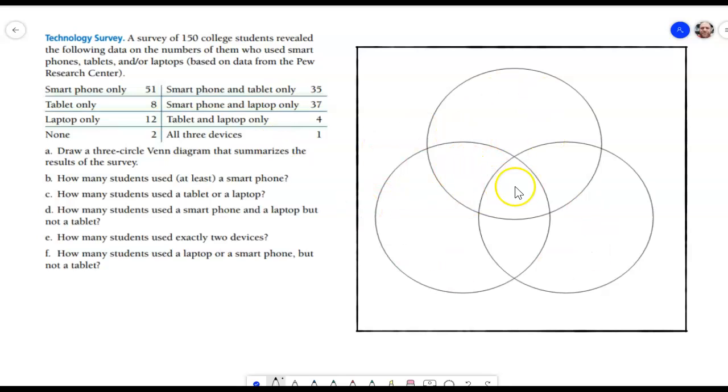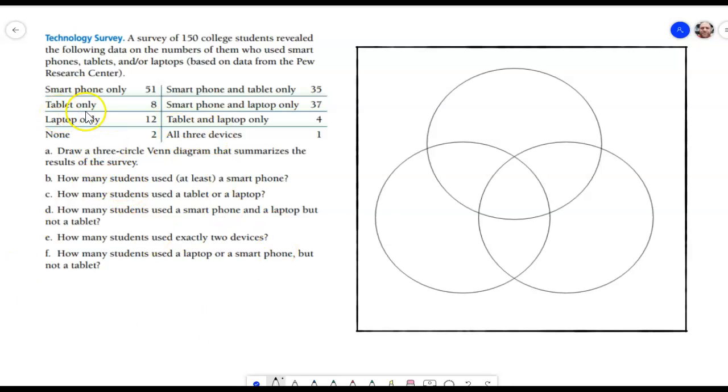So I went ahead and got us 3 overlapping circles set up with a box around it. And then let's go ahead and read it. It says a survey of 150 college students revealed the following data on the numbers of them who use smartphones, tablets, and or laptops. And it gives us all of this information here, and then it asks us these questions.